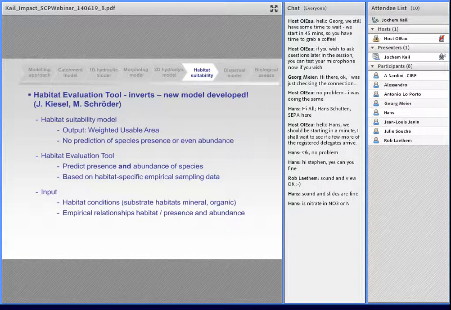And this is also a main difference between the hydraulic and hydrological model and the biological model. The hydraulic model, so the abiotics, there we really have physical-based models, but for biota we usually have more empirical or statistical models.